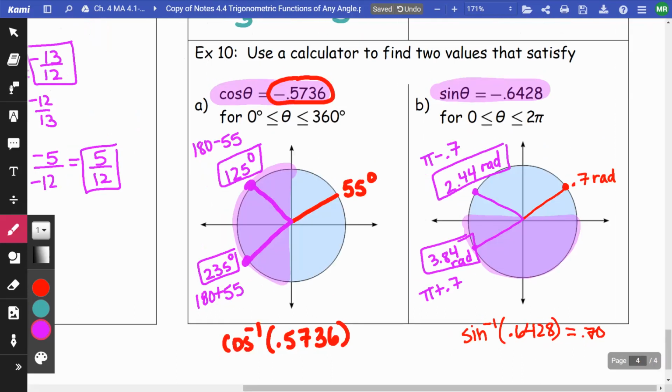And that's the end of these notes on section 4.4 of our chapter 4 math analysis book.